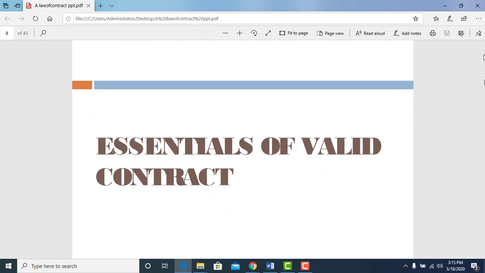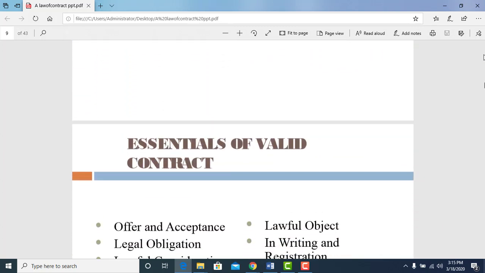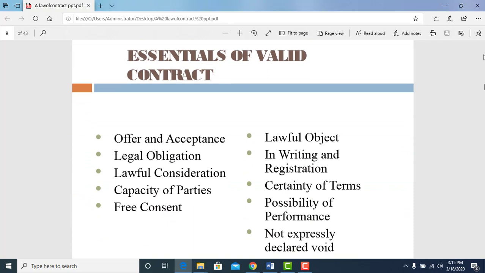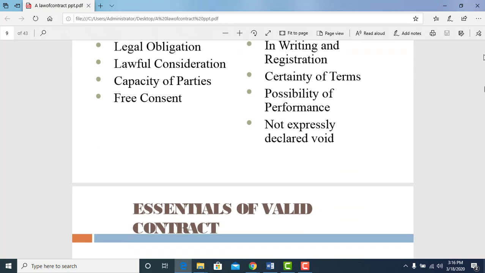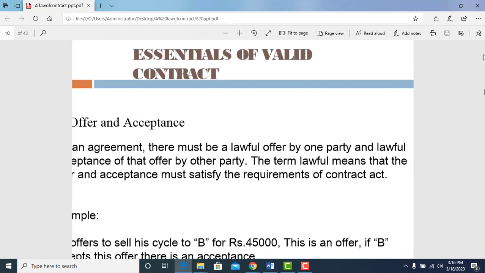Essentials of valid contract. Essentials of valid contract: offer and acceptance, legal obligation, lawful consideration, capacity of parties, free consent, lawful object, in writing and registration, certainty of terms, possibility of performance, and not expressly declared void. Let's now go into detail of each and every one of these.